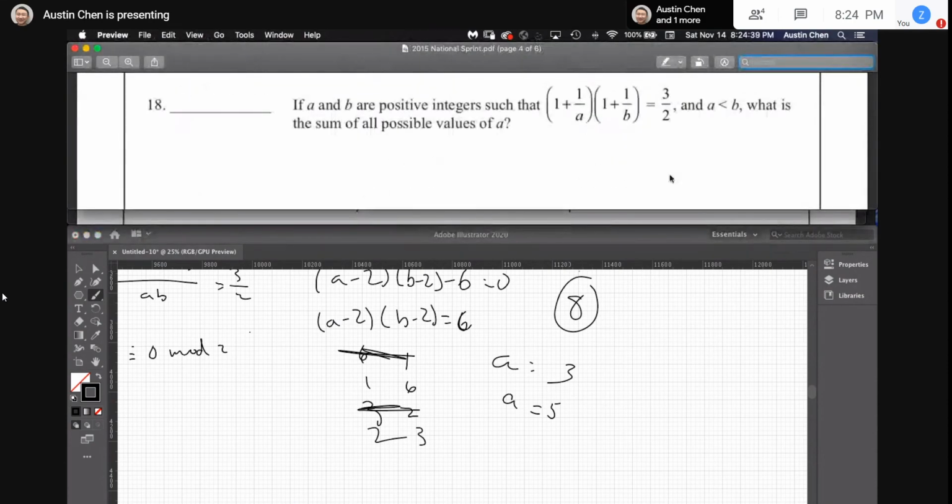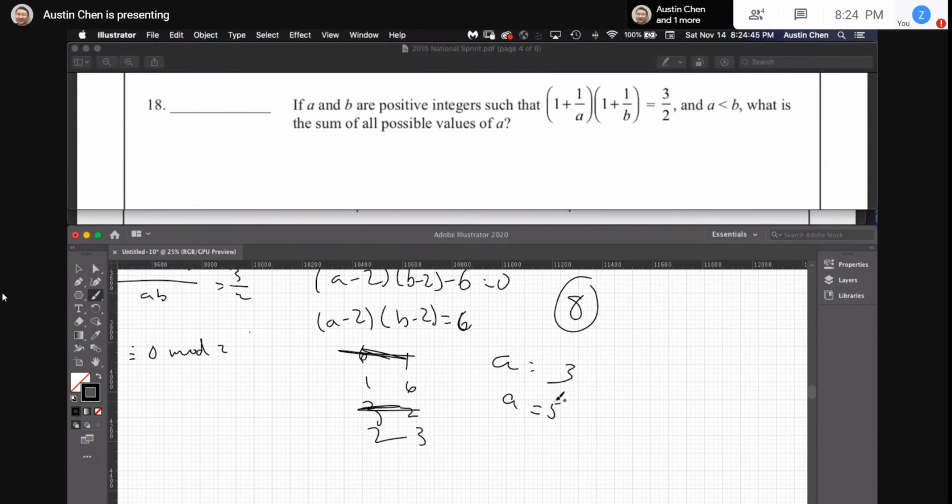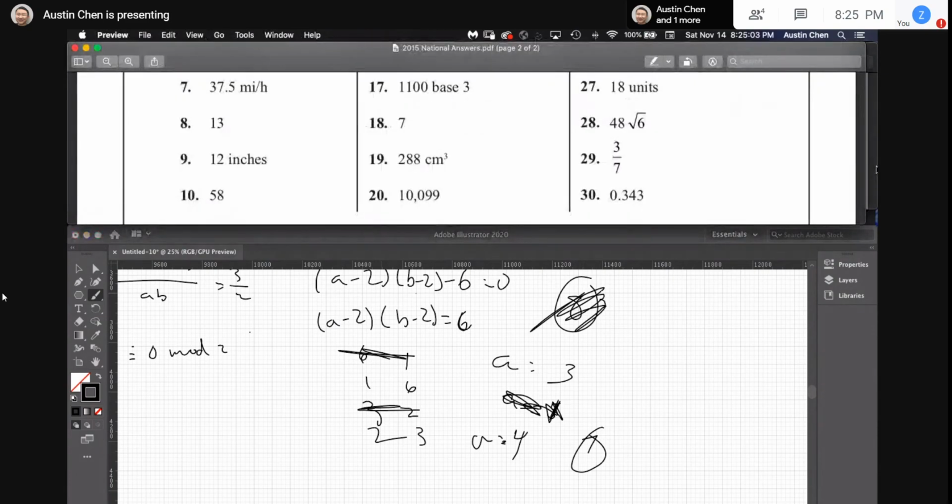Oh, wait, what? Oh, okay. I just said 2 plus 2 is 5. Okay, 2 plus 2 is 4. So A is 4 here. So it's not 8, it's 7. Right? Yeah, so the answer is 7.